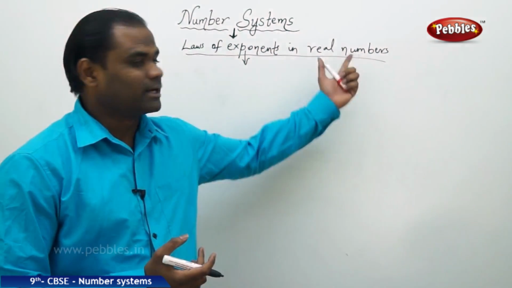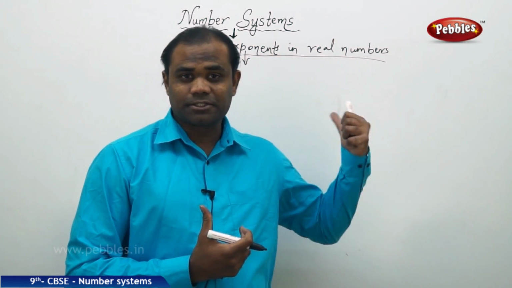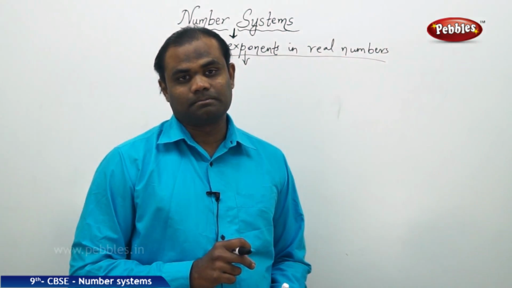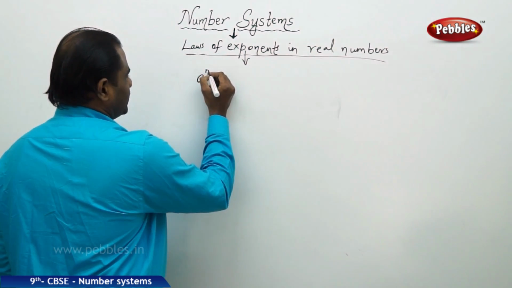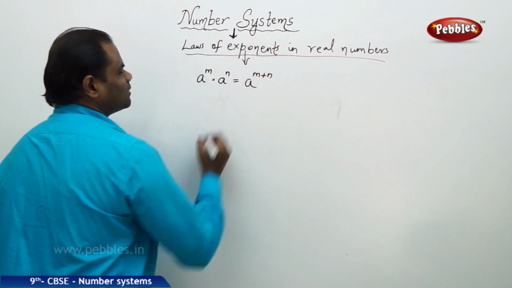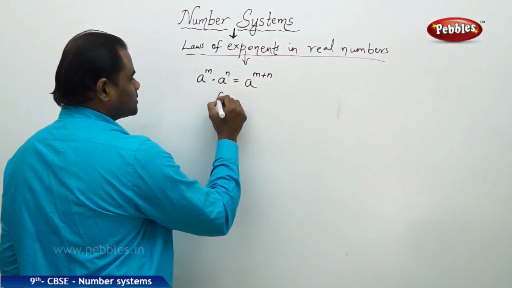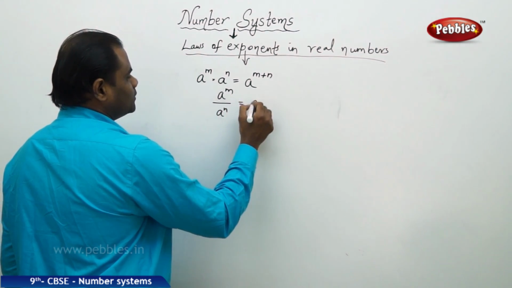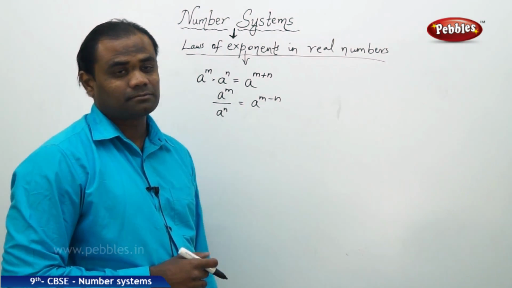Without the use of laws of exponents, we cannot proceed further by operating on real numbers, which is how we understand this session being important and to be learnt in the topic of number system. Now we know that the laws of indices are a power m times a power n is a power m plus n, the most famous law of index which you have learnt in the lower classes. Similarly, the next law of index is a power m by a power n, which is a power m minus n.